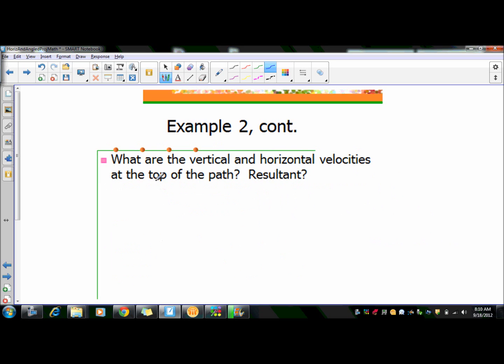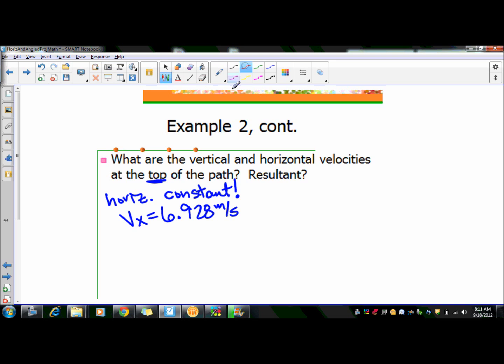So now let's talk about what happens at the top of the path. I'm going to use my same colors. So Vx is going to be blue and Vy is going to be red. We said that the horizontal is constant. It doesn't matter where you are, the horizontal will always be the same. So at the top of the path, the horizontal velocity is still going to be 6.928 meters per second. It is not 0 because it's constant. So the horizontal is 6.928.